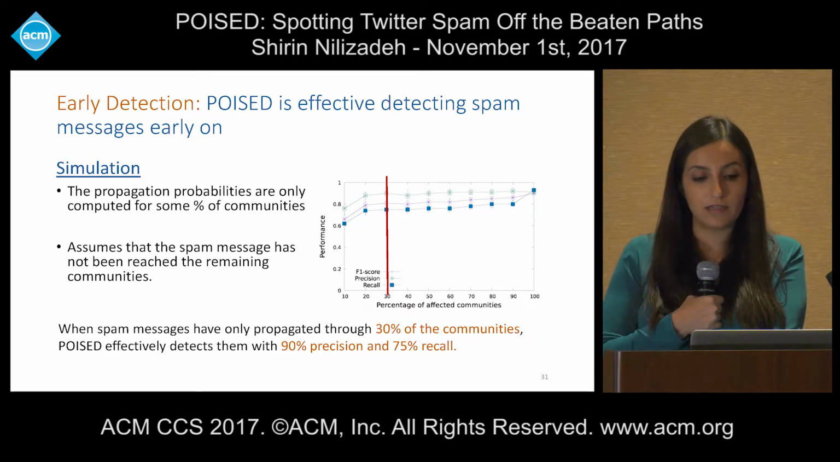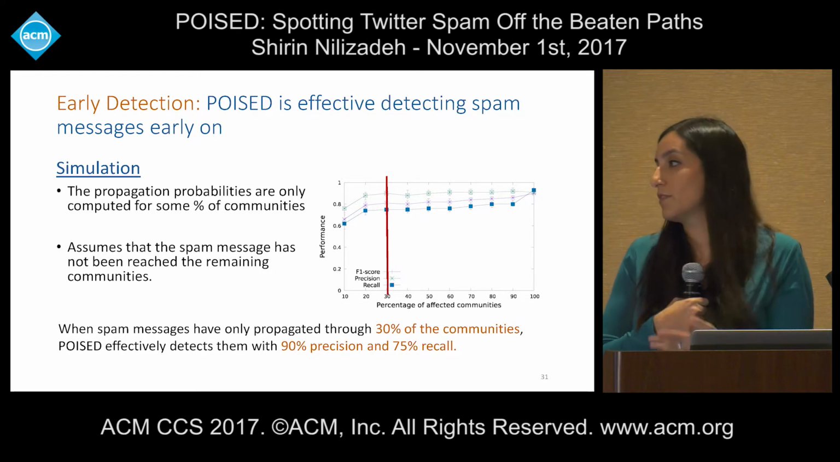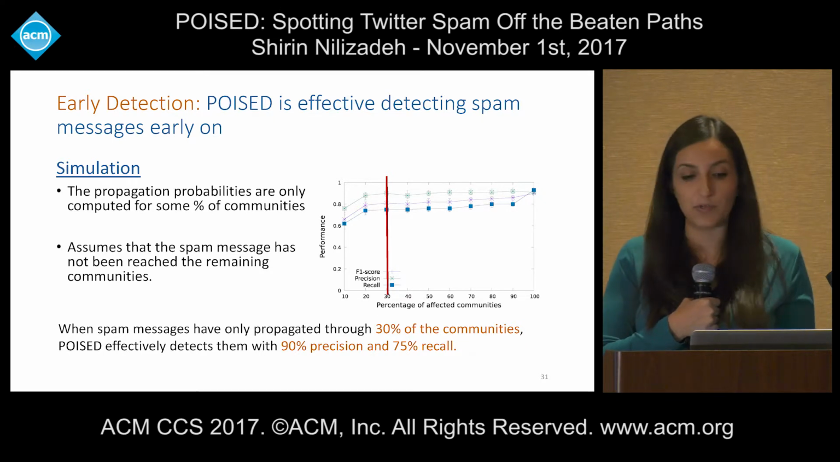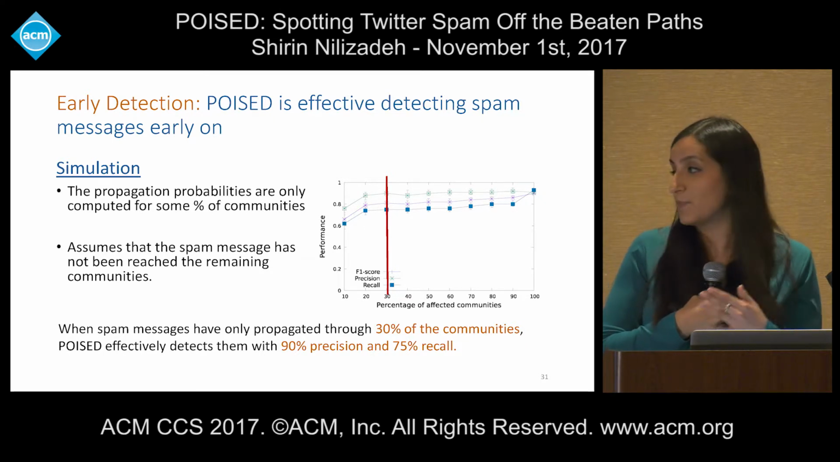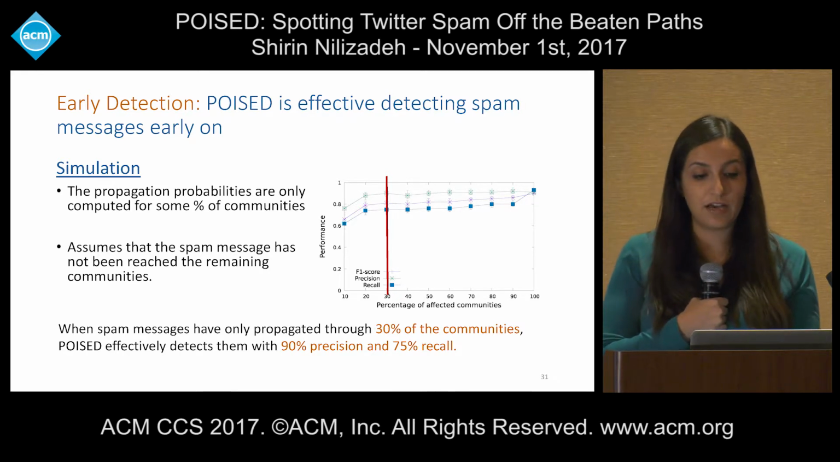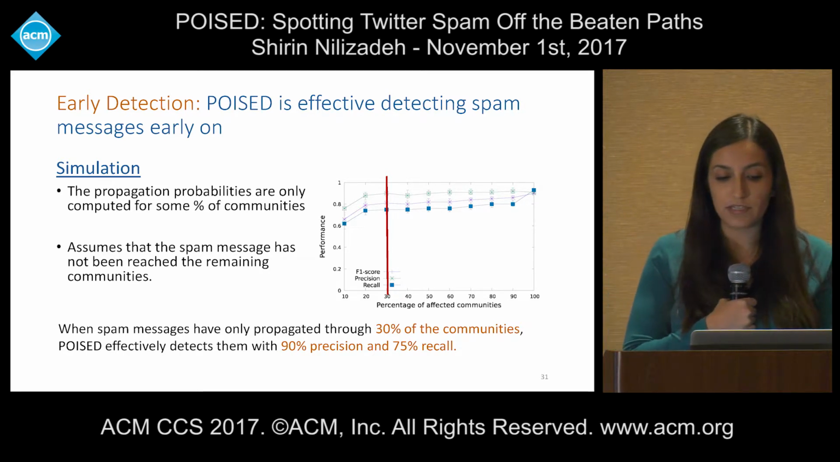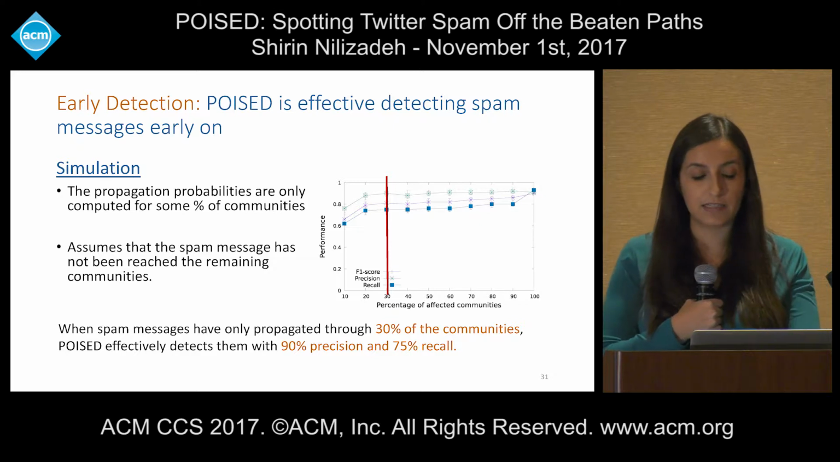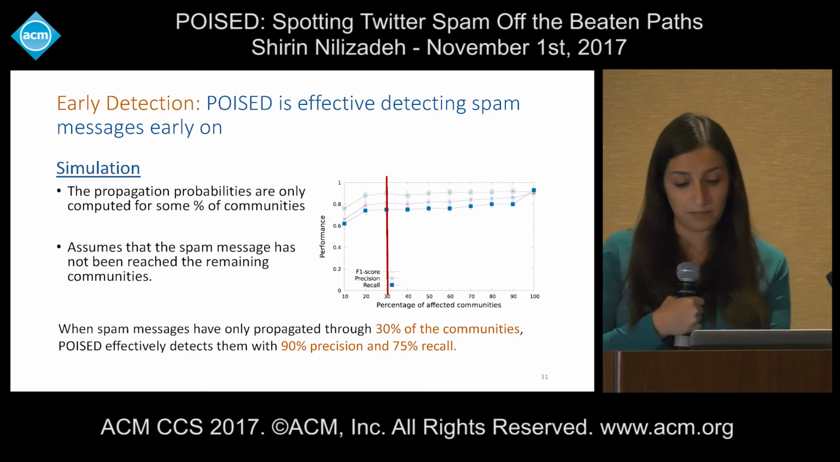You can see when we know more about communities, the detection is better. But even when we have knowledge about 30% of communities, Poised still effectively detects spam messages with 90% precision and 70% recall.